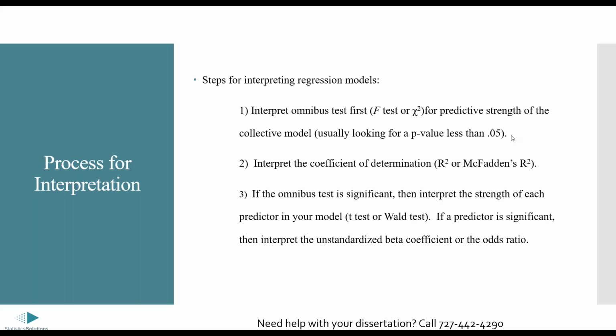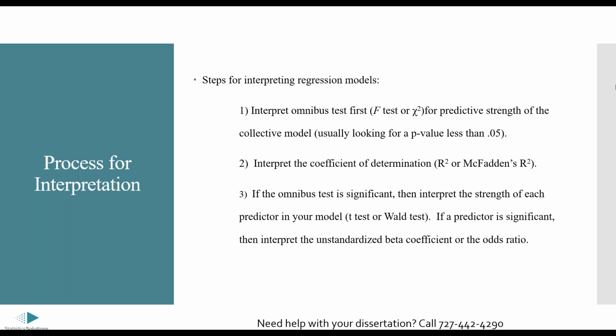First, you want to interpret the omnibus test. When you run a linear regression, it's going to present an F-test. When you run a logistic regression, it's going to present a chi-square test. You want to interpret the p-value of those omnibus tests first. The p-value tells you whether you have a significant regression model or not. You want to make sure that the p-value is less than 0.05. If the p-value is less than 0.05, then you have a significant collective regression model, I should say. Collective being the key word here. That's what the omnibus test is checking.